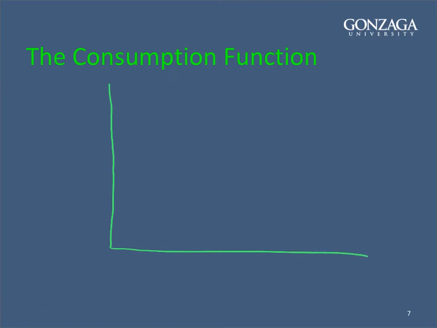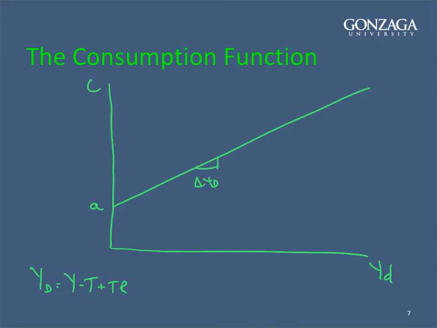Draw it out. We have disposable income. Remember what disposable income is. YD, for our purposes, is income minus what we pay in taxes plus what we get back in transfer payments from the government. It's what we have to spend. We have consumption up here. We have a consumption function. The intercept is going to be A. The slope is change in C over change in YD.